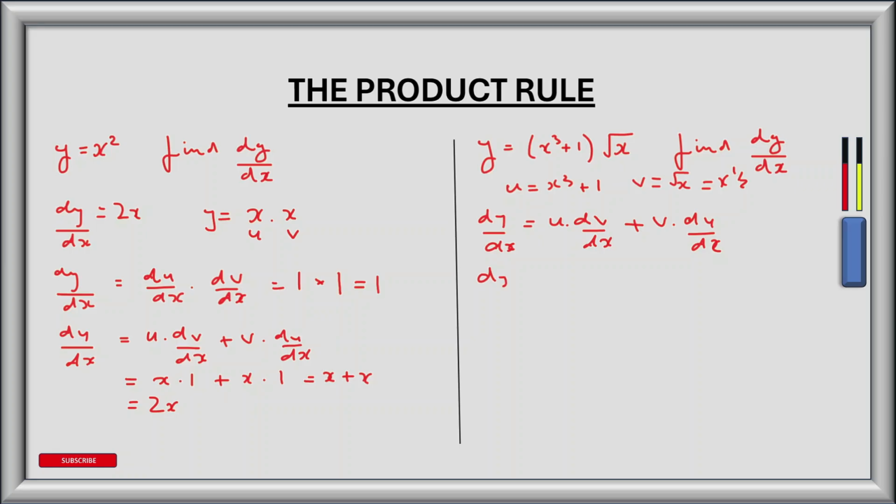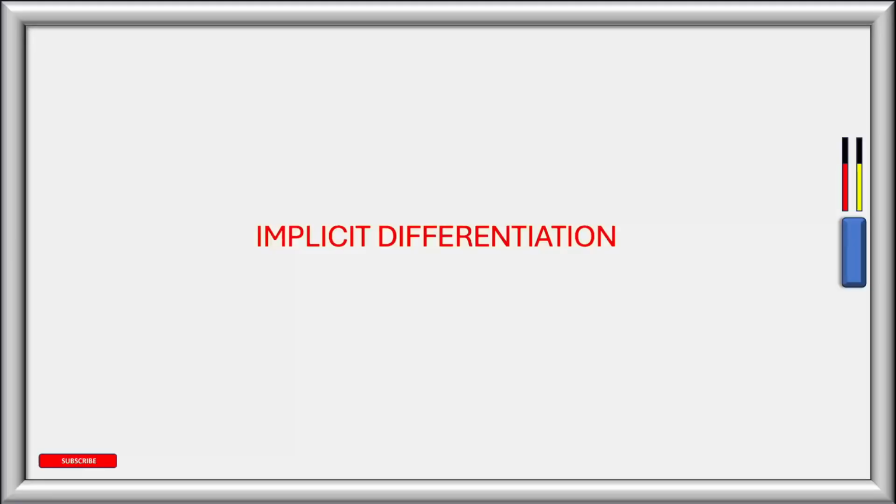So dy by dx is equal to u, which is x cubed plus 1, times dv by dx. So v is the square root of x, so dv by dx is 1 divided by 2 times the square root of x, and that's plus square root of x times du by dx. So u is x cubed plus 1, so the derivative of that is 3x squared.